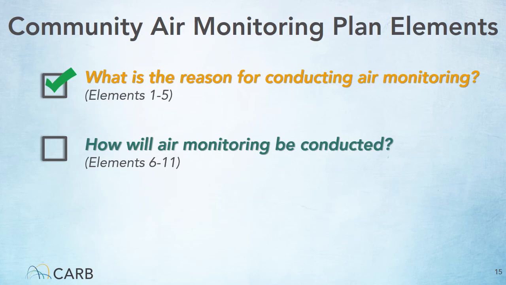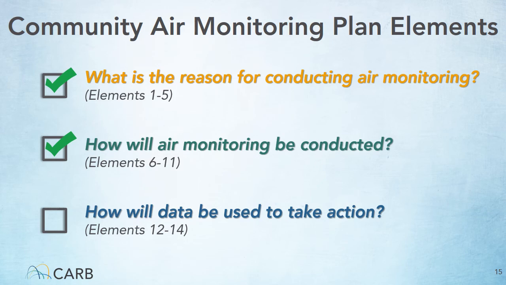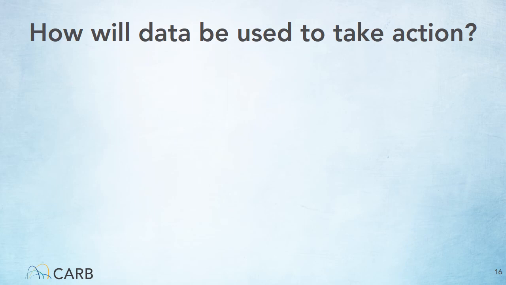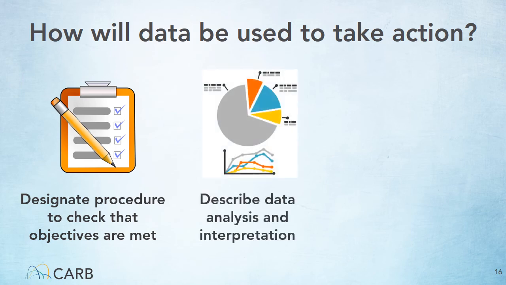Now that we've laid out how air monitoring will be conducted to address community air quality, we can move into the final section, how the data will be used to take actions that improve local air quality, covered in elements 12 through 14. Defining how data will be used to take action includes outlining metrics to evaluate effectiveness. For example, holding monthly meetings to review results to ensure original objectives are being met and determine if adjustments are needed. Next, identifying an approach for analyzing and interpreting data to ensure monitoring data will be used appropriately.